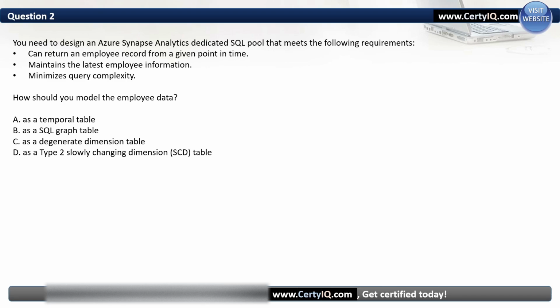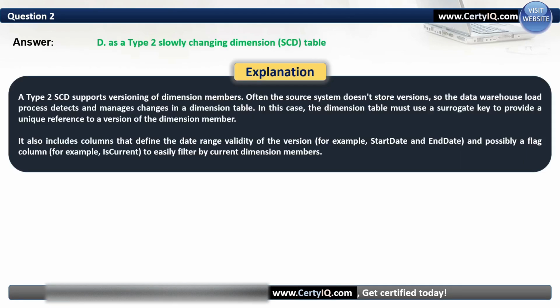The correct option is D, a type 2 slowly changing dimension table. A type 2 SCD supports versioning of dimension members. Often the source systems don't store versions, so the data warehouse load process detects and manages changes in a dimension table. In this case, the dimension table must use a surrogate key to provide a unique reference to a version of the dimension member. It also includes columns that define the date range validity of the version and possibly a flag column to easily filter by current dimension members.